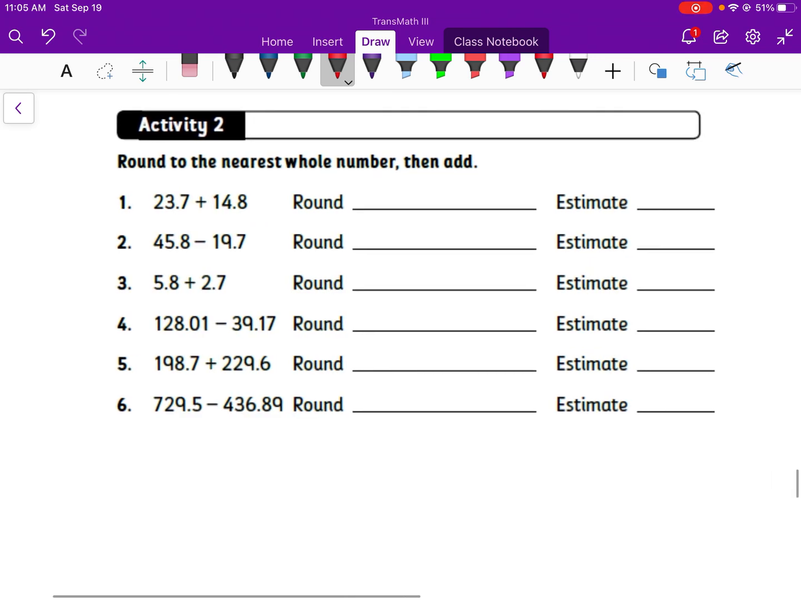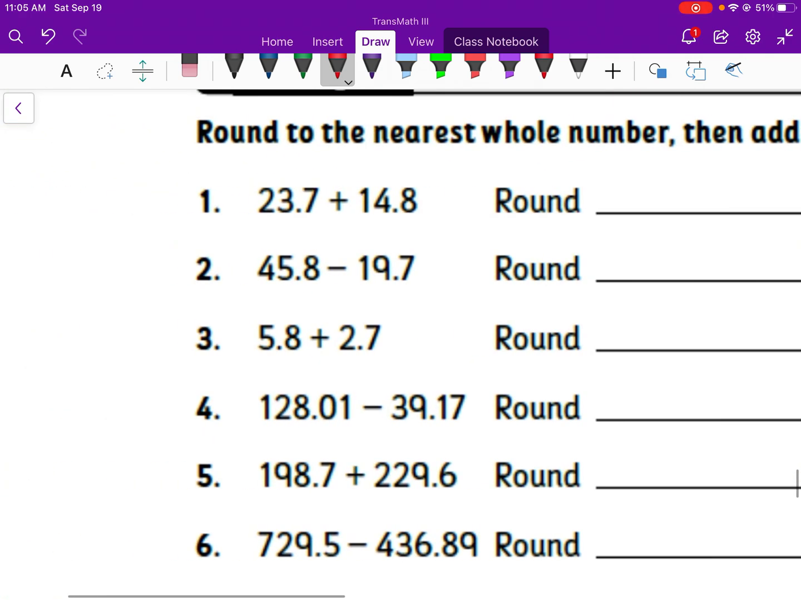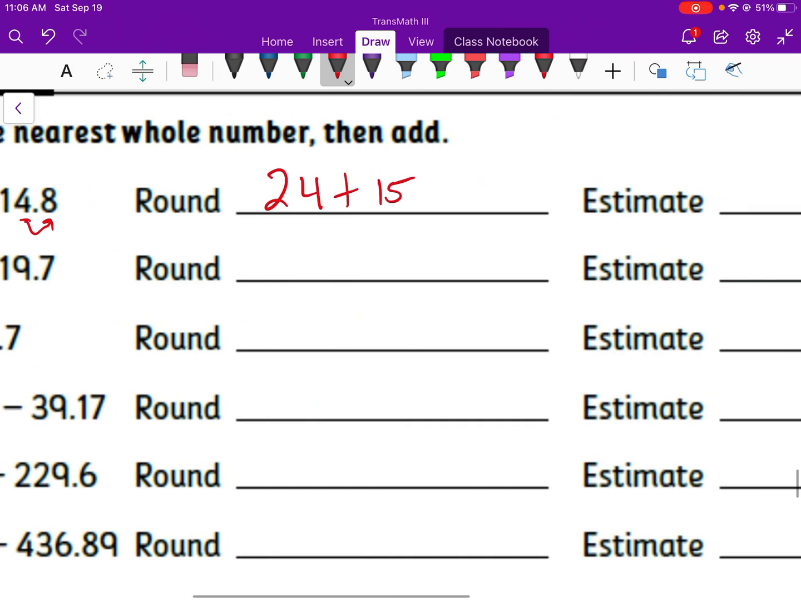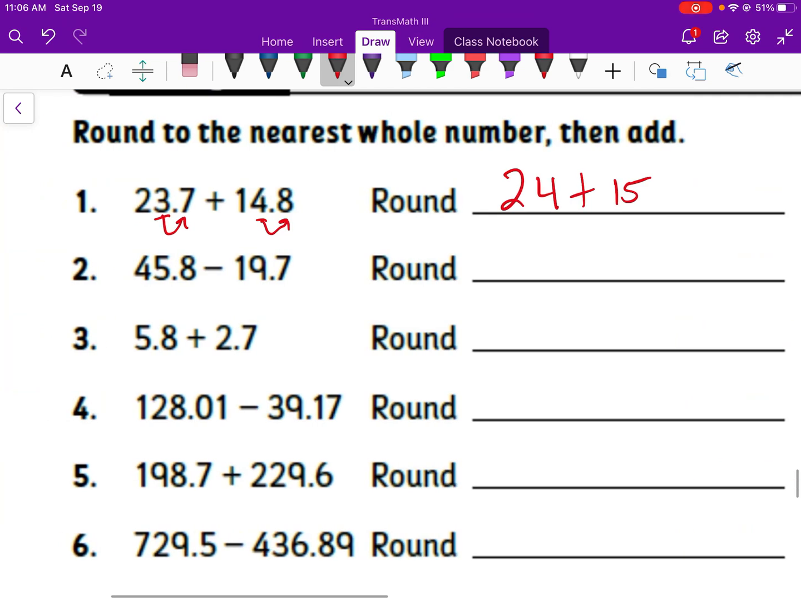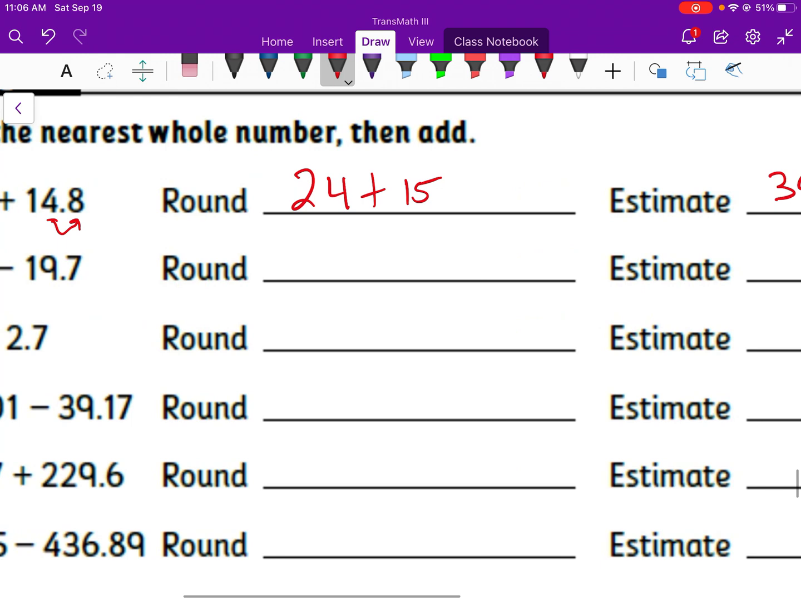Okay, so now rounding and estimating. Again, we're rounding to the nearest whole number and then adding. So 23, looking at that 7, we're going to say that rounds to 24. 8, so plus 15. And then adding those up, we should get 39. So that's an estimate. It's not the exact answer, it's just an estimate. So if we were to actually do that addition, we'd expect to get something around 39.